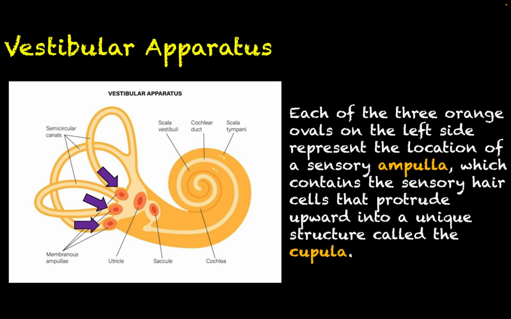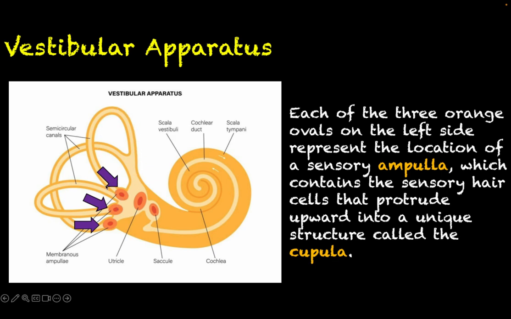So each of the three orange ovals that you see on the left side here, so here, here, and here, these are called sensory ampulla. These ampulla contain the sensory hair cells that protrude upward into a unique structure called the cupula. You're going to see a picture of the cupula here in just a second. It kind of looks like an onion that's sticking up into the endolymph. So this onion can move and sway back and forth as fluid is moving through those cavities of the semicircular canals. These ampulla specifically refer to our three semicircular canals.